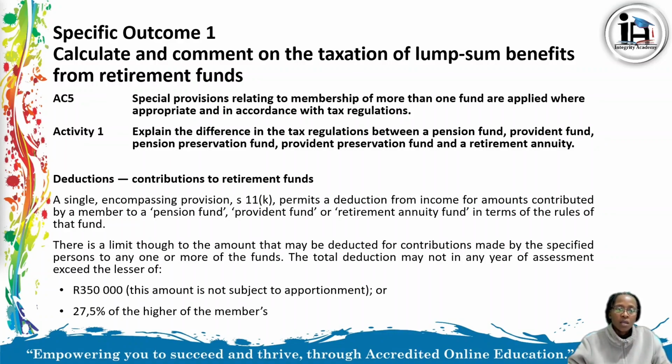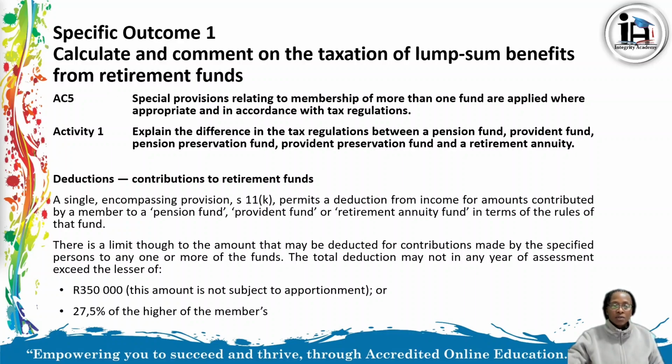Activity 1. Explain the difference in the tax regulation between a pension fund, provident fund, pension preservation fund, provident preservation fund, and a retirement annuity. So deductions, contributions to retirement funds. A single and comprising provision, section 11K, permits a deduction from income for amounts contributed by a member to a pension fund, provident fund, or retirement annuity fund in terms of the rules of that fund.